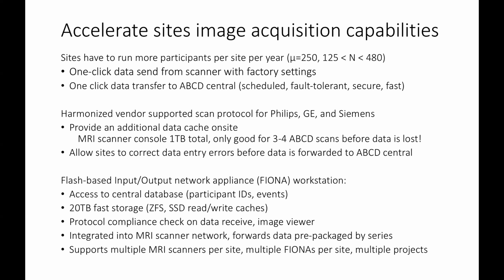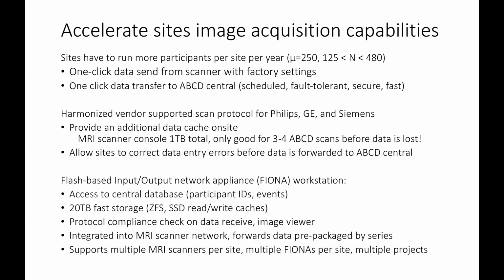If we look at the 21 sites that collect the data, for ABCD they are running on average 250 participants per year. And you can see that we have sites that are doing substantially more. We have one site that is doing about 500 scan sessions per year. You can imagine that's more than 1 per day. That is not something that you can do on the weekend in a normal research setting, but this requires dedicated devices at those sites.